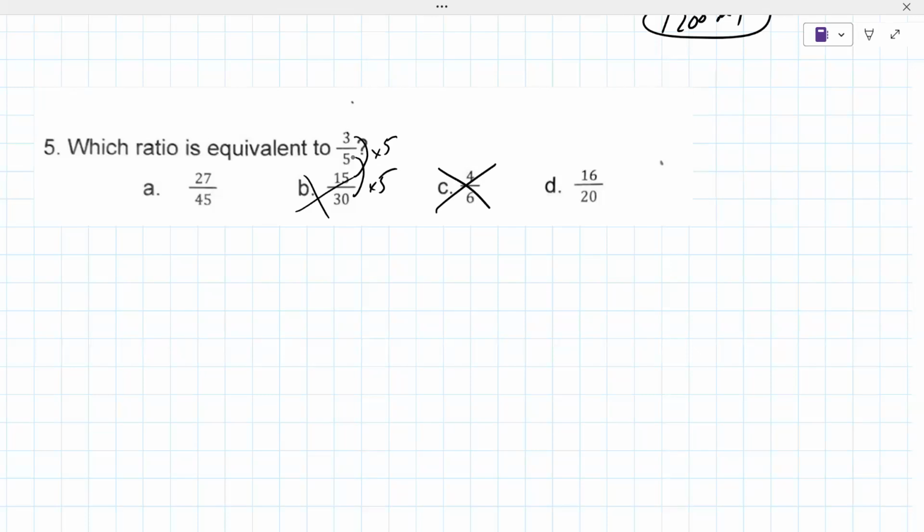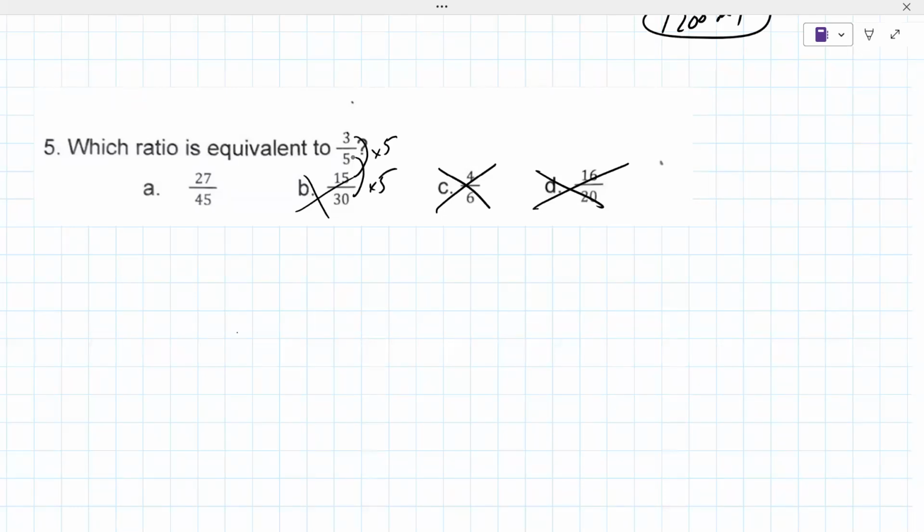So then 16 over 20. You could divide 16 by 2, that's 8. That won't work. 16 divided by 6 probably doesn't go in evenly. 6, 12, I only did like 2.5. So that won't work. So D, I don't think, will work.